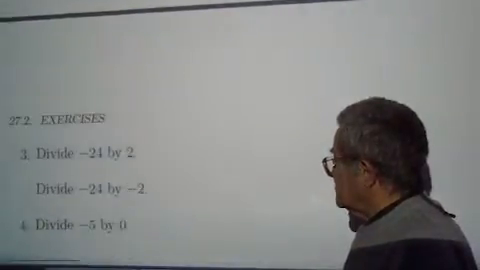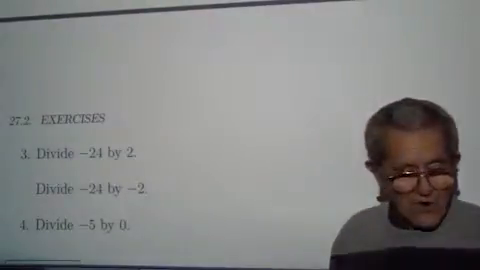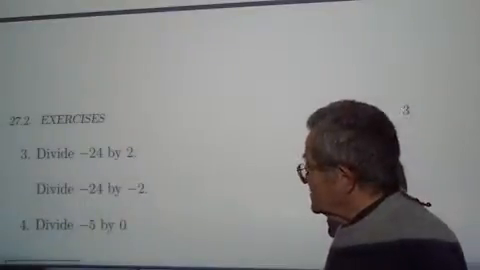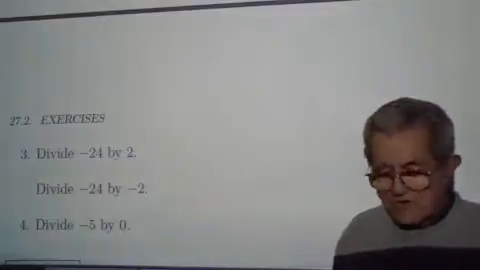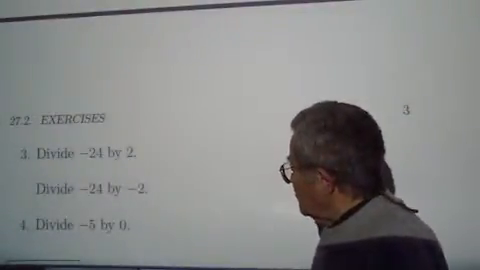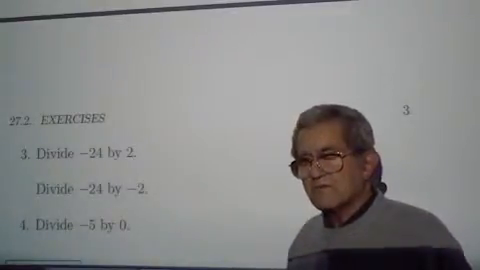And then divide negative 5 by 0. Ho, ho, ho. Divide by 0? Ooh, what was that? Was that 0? Was that 5? Was that negative 5? Oh, what is the quotient of a negative number and 0?